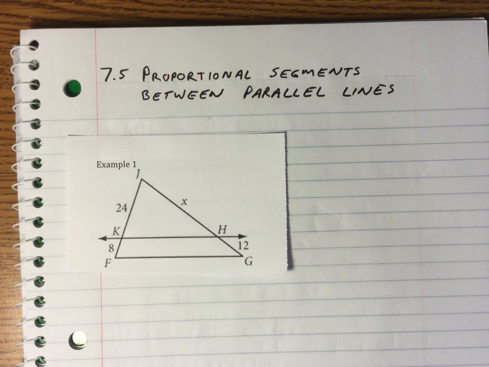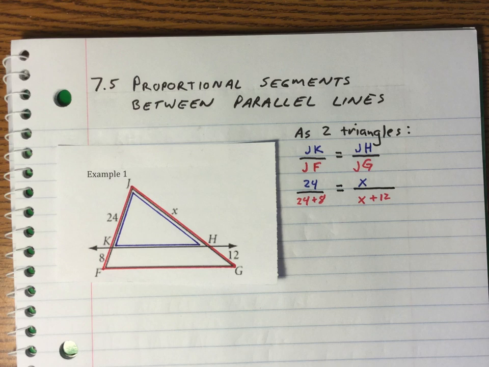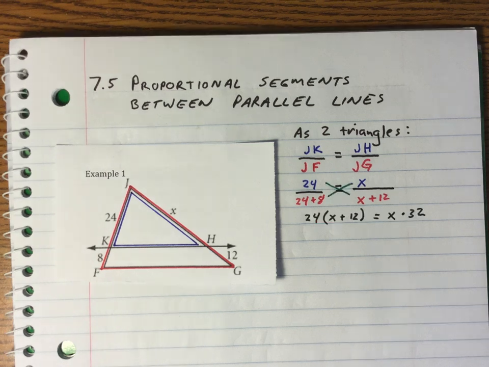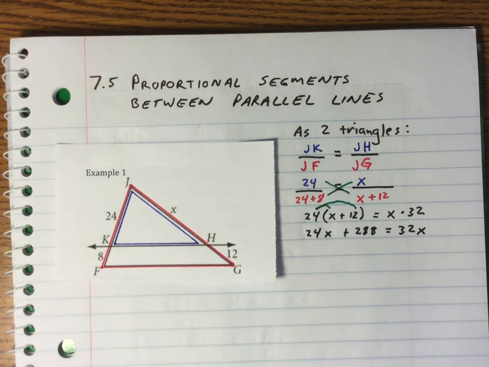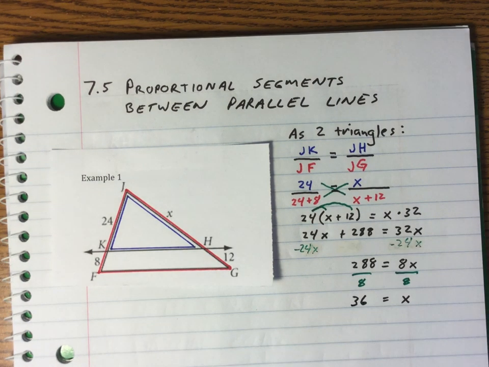So if we were to solve for x, we could think about it as two separate triangles, the small and the big, and solving for x in the usual way, we would get that x is 36. Now that's not a 7.5 idea. What is a 7.5 idea is to look at the proportional parts of one triangle.